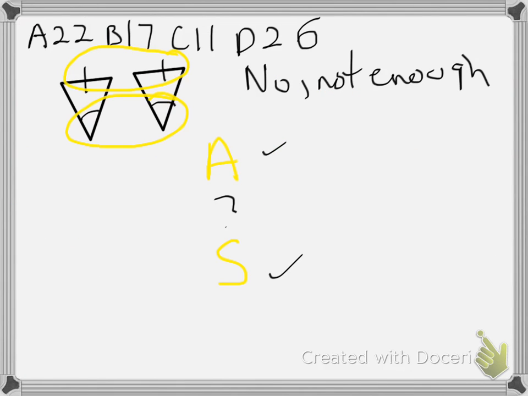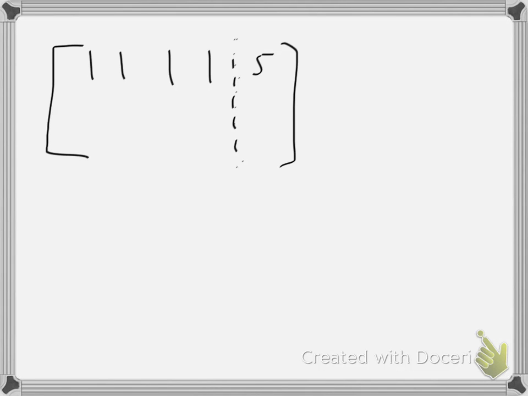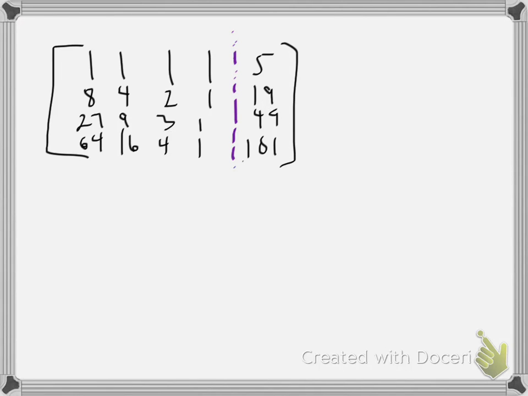So I'm going to scroll to the next screen, and that's going to look something like this. The matrix, when you enter it in, is going to be 1, 1, 1, 1. Now you won't see the dotted lines that I'm putting in. It would be a 5. Then it would be 8, 4, 2, 1, 19, and then 27, 9, 3, 1, 49, and I'm going to pause it. So there's the matrix.